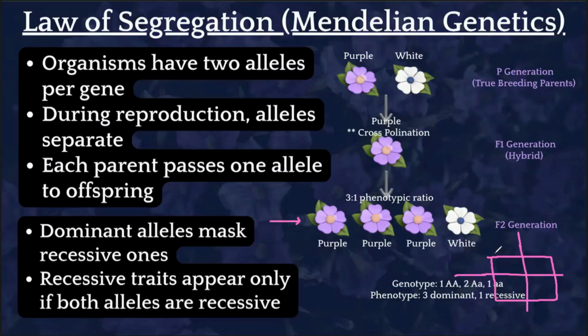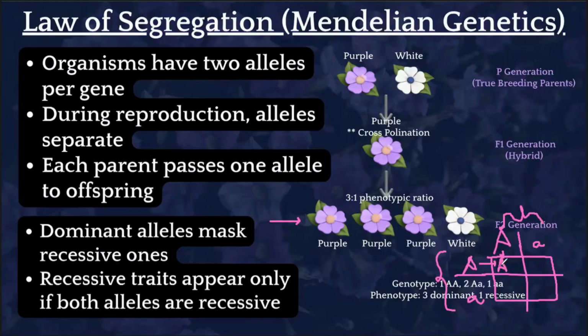Remember, one parent is going to give big A, little a, and the other parent is also going to give big A, little a. This represents one parent, and this represents the other parent. If we were to cross them together, we take one of each. Sort of like a jigsaw puzzle, you take this one and you take this one.